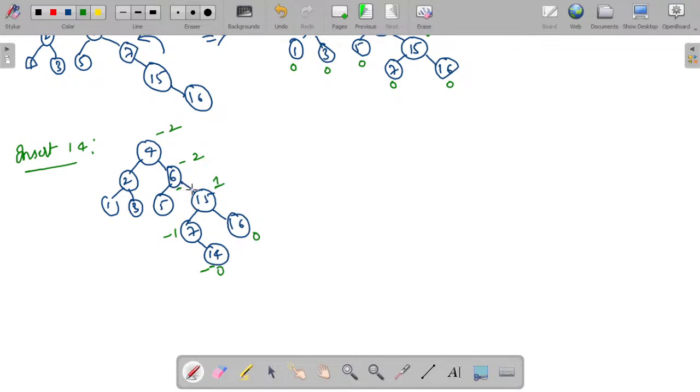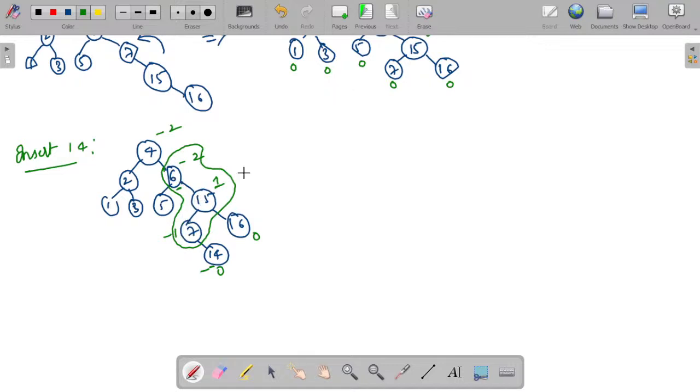So now we should not perform rotation between 15, 7 and 14. We should be performing rotation between the affected node. The affected node is 6, and we can perform the rotation between 6, 15 and 16. But we should not do it. We should always go in the direction of the newly inserted node, which is 14. So the tree that we should consider for the rotation operation is this particular tree, which is 6, 15 and 7.